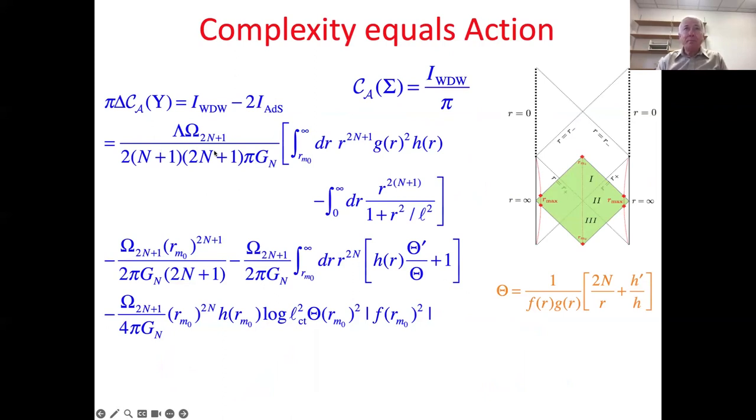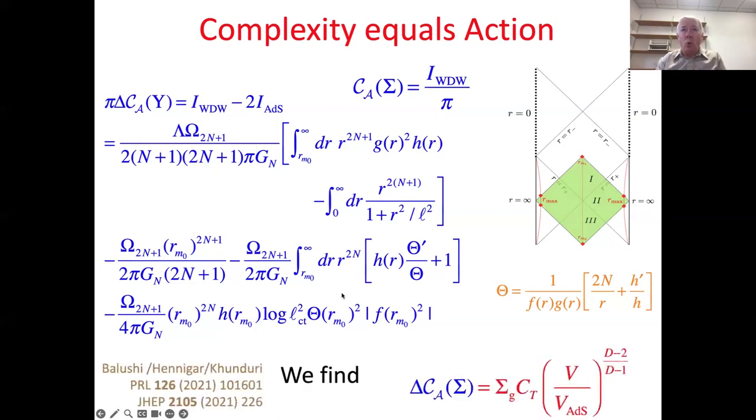But here's what the final answer looks like for the action in the Wheeler-DeWitt patch minus its AdS counterpart, where you have a factor of two because you've got two sides to the AdS boundary. You end up getting this complicated structure here that only depends on these metric functions, G, H, and F, that I showed on the previous slide.